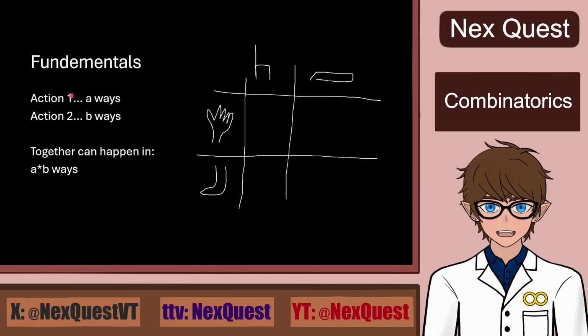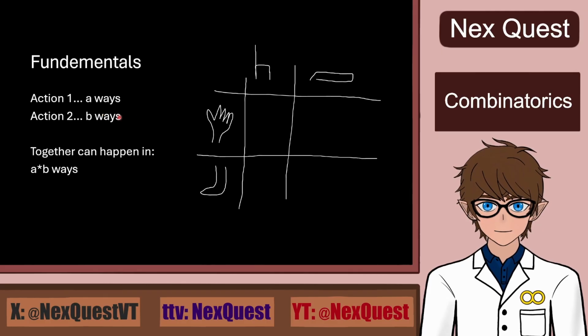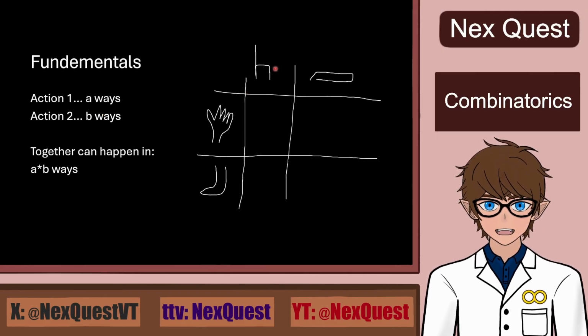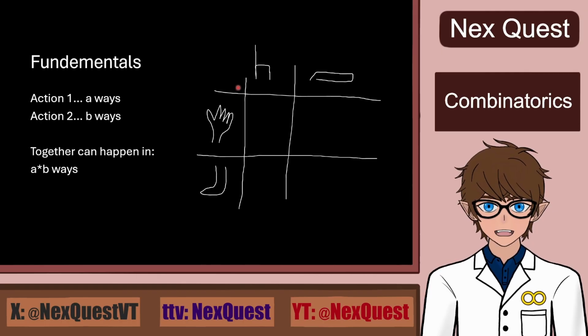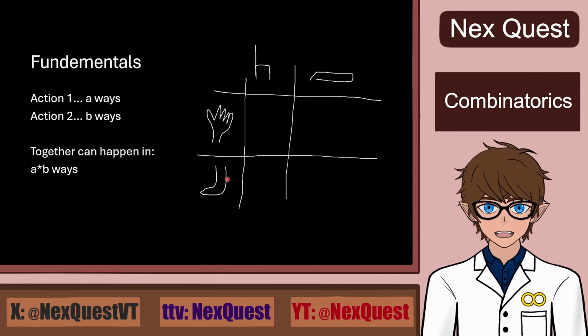Let's say we have two actions. Action 1 can happen in A number of ways, and action 2 can happen in B number of ways. For example, action 1 is dropping a ball, and it can either bounce on the floor or on the chair. This is two ways. Action 2 would be picking up the ball, either with our hand or foot. So we have two ways again.